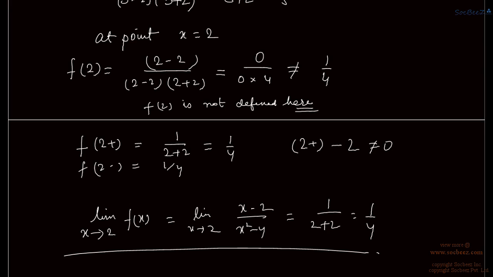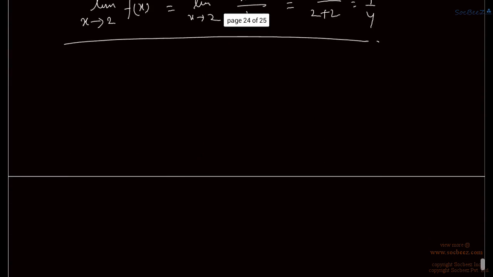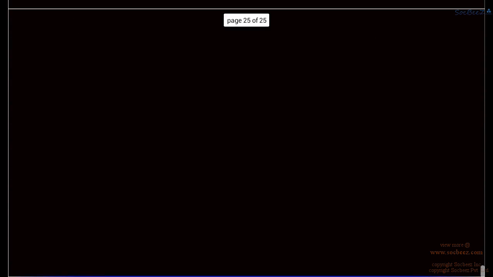Where the function does not exist, we define its limiting value by the point just on the left hand side or the point just on the right hand side. Okay, so let us define some basic formulas of limit.